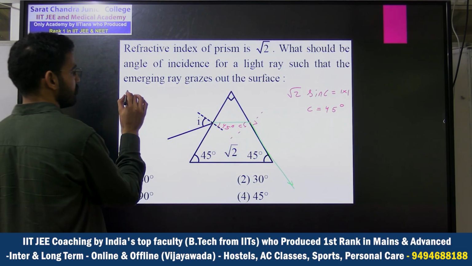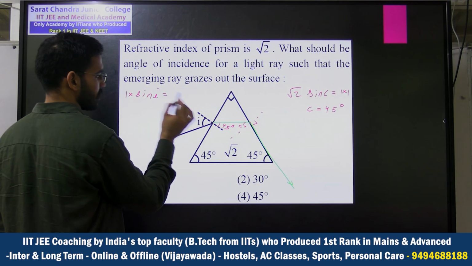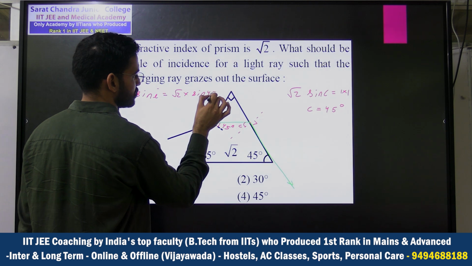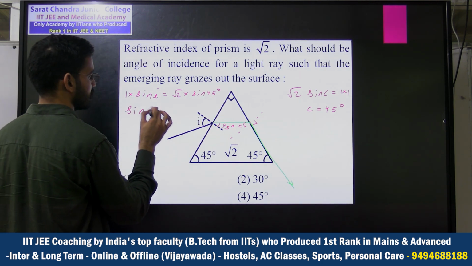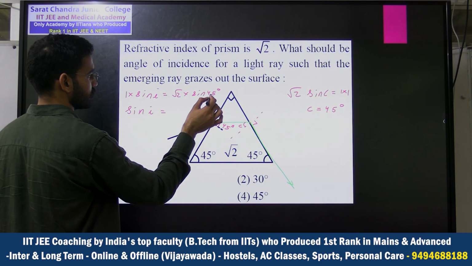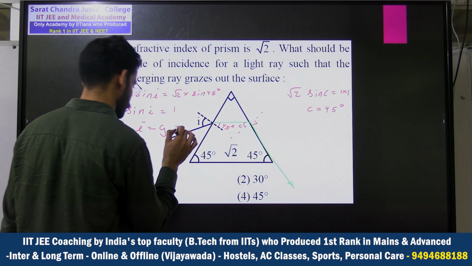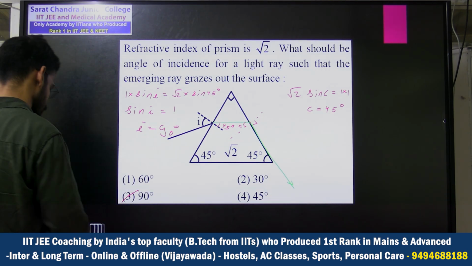So by this I can say this is also 45 degree. So now you can say 1 into sine I is equal to √2 into sine 45. Here I am applying Snell's law, right? So sine I came how much? This came √2 into 1 by √2, that is 1. So I equals 90 degree. Third option. Got the point? I hope this is clear. Next question.